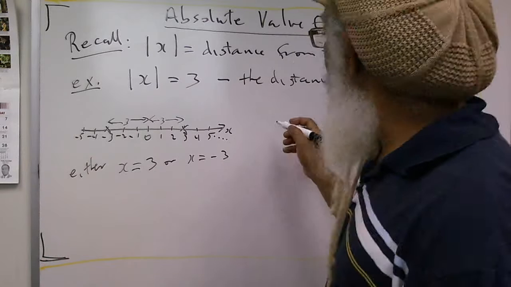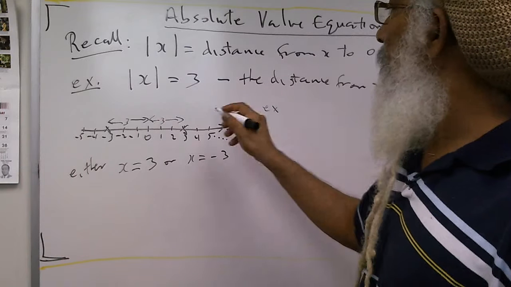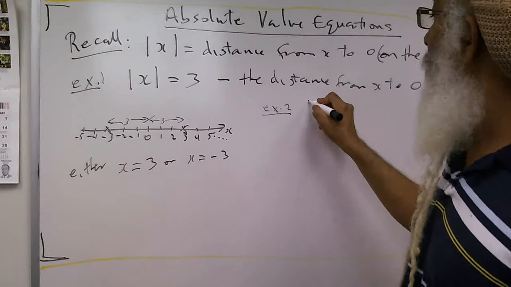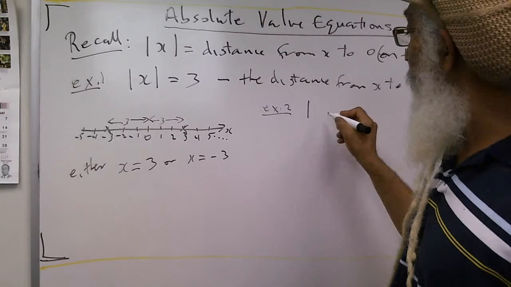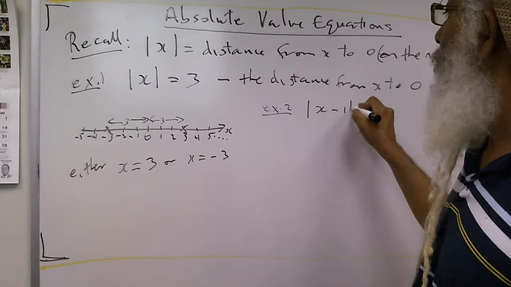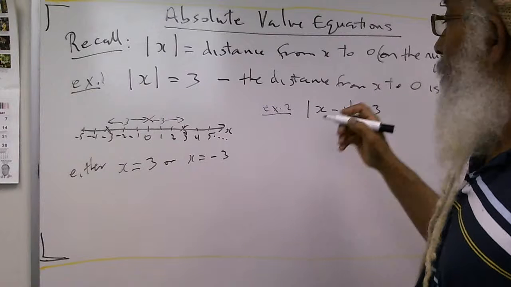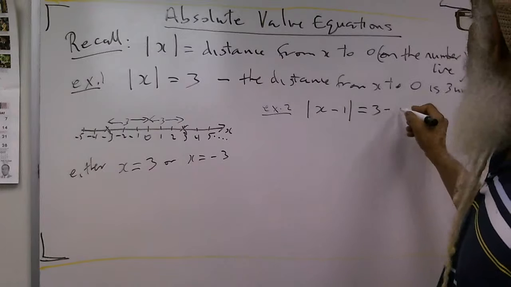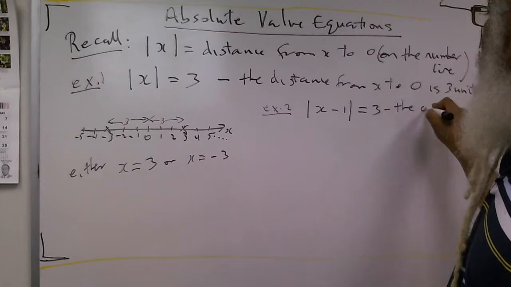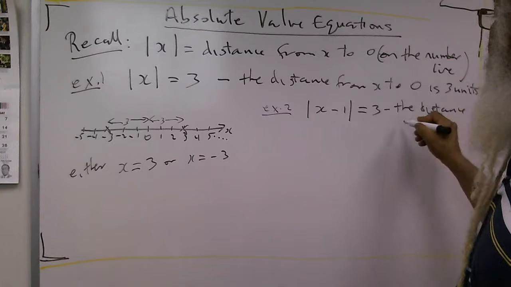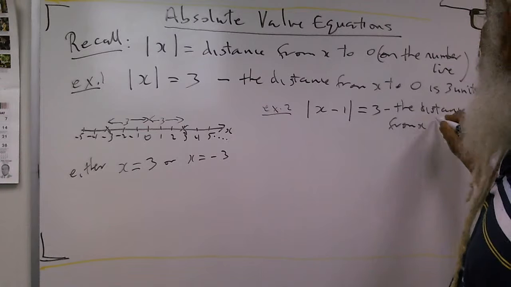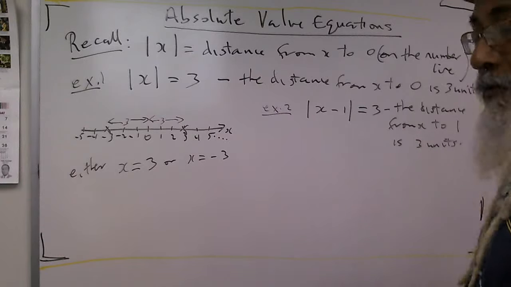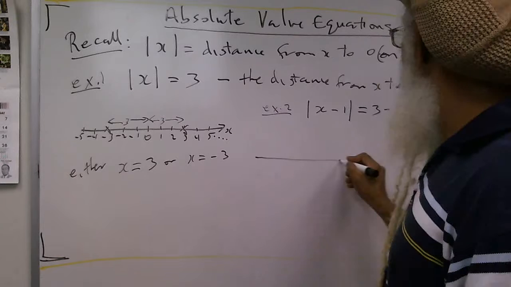Now let's expand the question a little bit. So let's say this was example 1, let's say example 2. Suppose I have a more general equation. Let's say the absolute value of x minus 1 equal to 3. What does this mean? This then means the distance from x to 1 is 3 units. So let's go back to the number line.